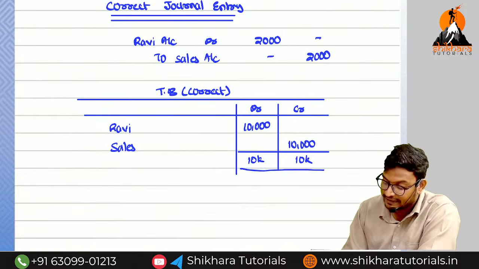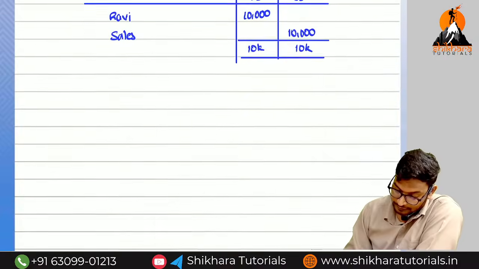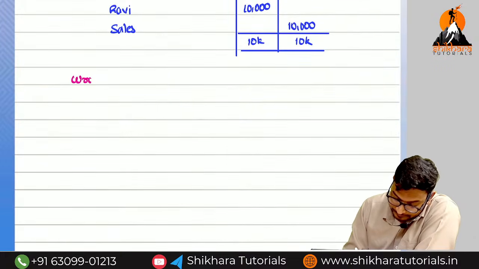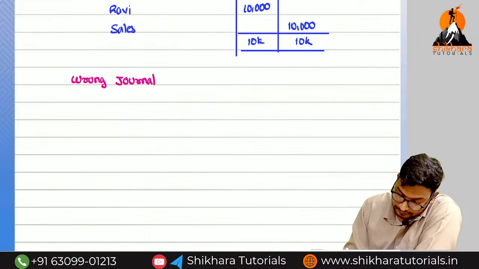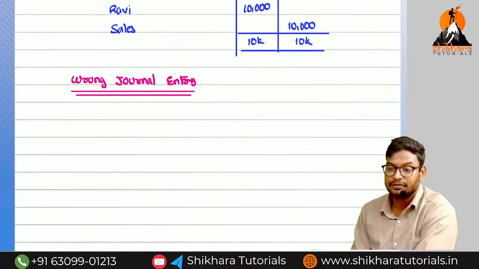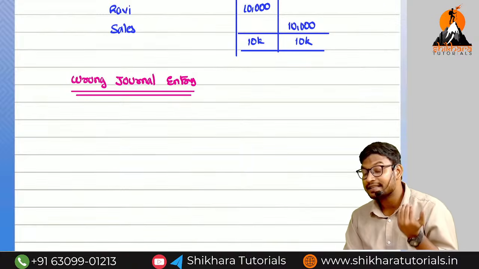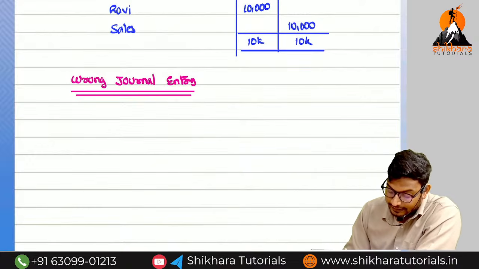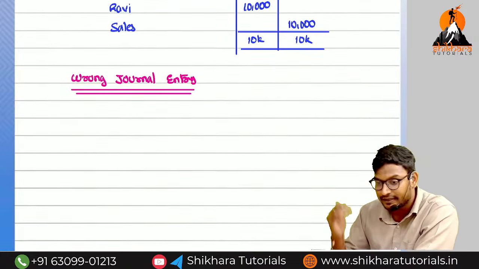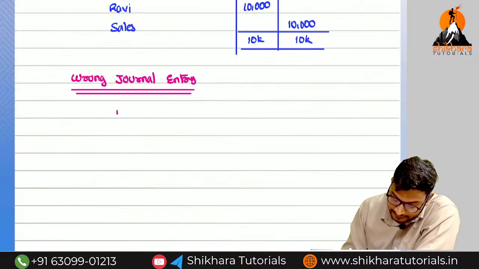Now what is the wrong one they have made? So next, the wrong one. So wrong journal entry. What is the wrong journal entry? Simple. They have recorded in which book? Sales book. Sales book means credit sale. They have treated it as what? Credit sales they are going to treat as credit purchase. Sorry guys. So credit sales they treated as what? Credit purchase.